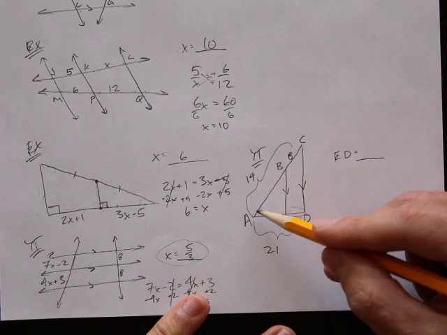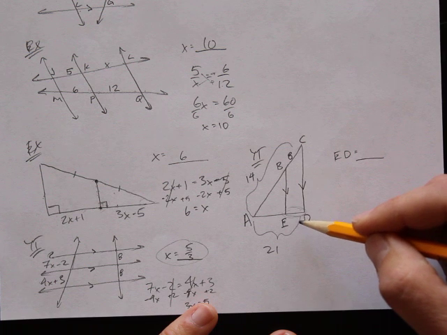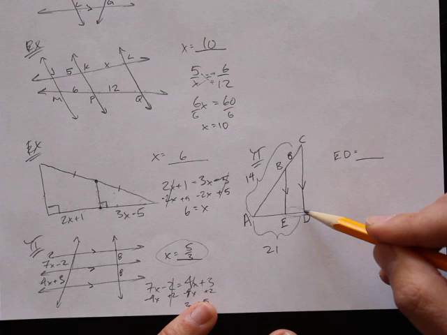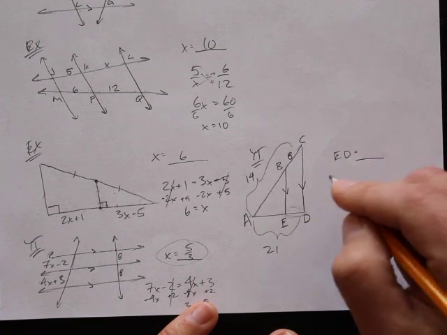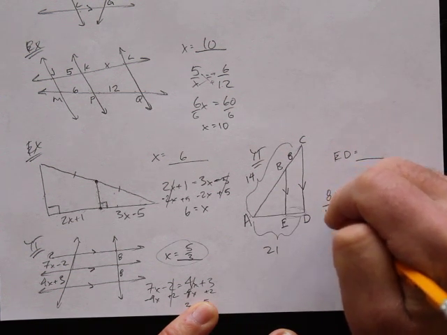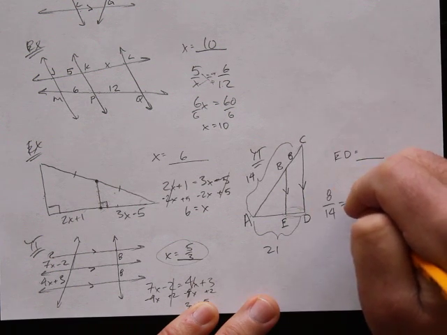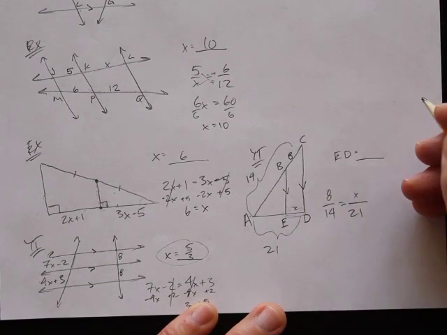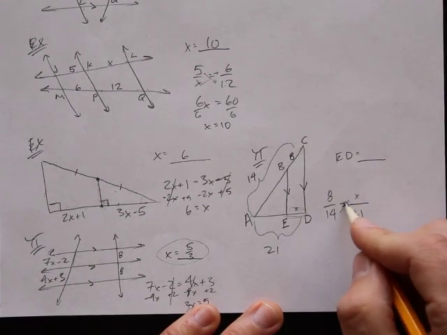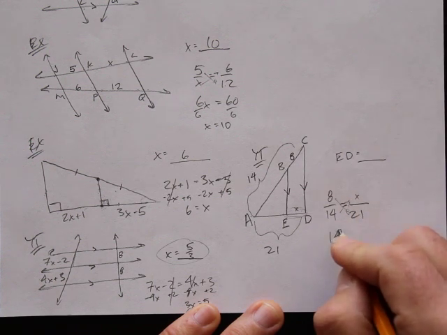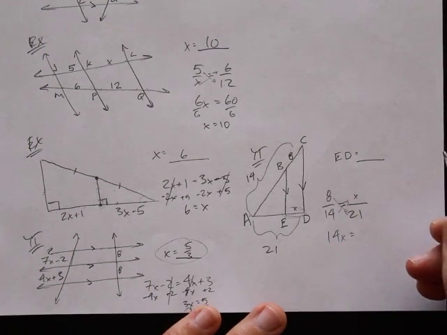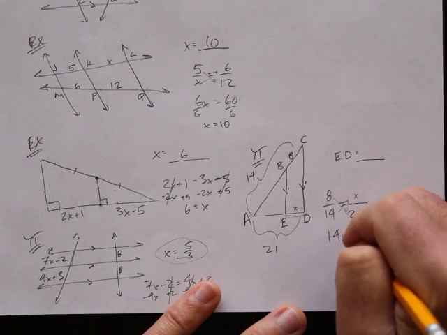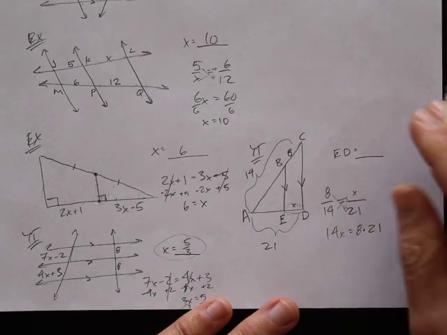So I'm going to do, since I'm all set up already, the small piece over the big piece equals the small piece over the big piece. So 8/14 equals the small piece ED, I'm just going to call that x, over the big piece, which is 21. Now I'm going to cross multiply. 14x equals 8 times 21.